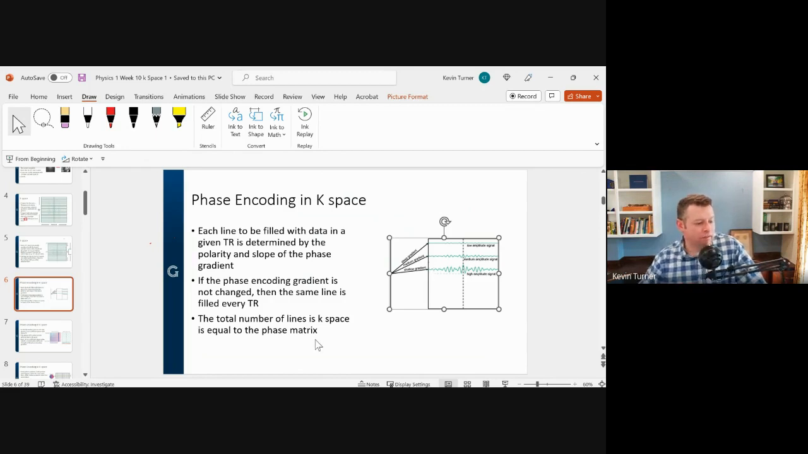So yes, the total number of lines in K-space is equal to the phase matrix. You get to choose how many lines are needed to fill up K-space, how many rows there are. That's what happens when you choose the phase matrix.